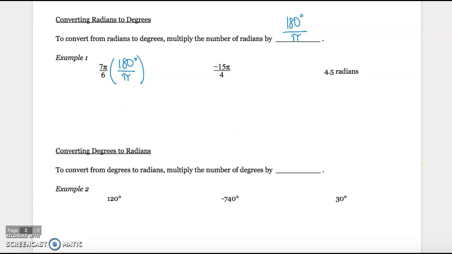What's nice about this is that your pi's cancel. And so then really in your calculator, you're just going to do 7 times 180 divided by 6. You could also do the 7 divided by 6 part first. It doesn't really matter to me. I usually like to work across the top and then down. And when we do that, if I do 7 times 180 divided by 6, I end up with 210 degrees. So the radian measurement, 7 pi over 6, is the same thing as 210 degrees.